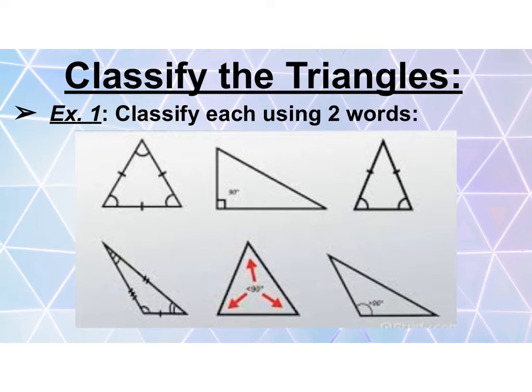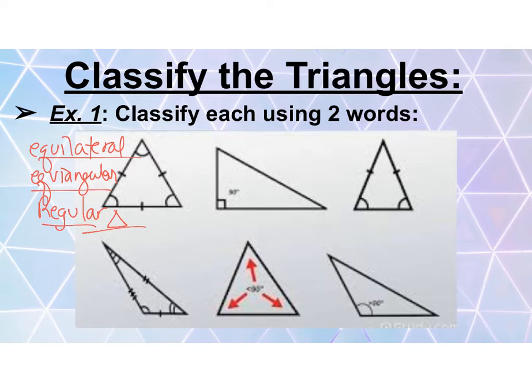We can put that together and we can classify these using 2 words. So in my first one, I have all the sides are the same, so that's going to be equilateral. All the angles are the same, so that's going to be equiangular. And when we put those 2 together, we get an even more specific vocab word. This is a regular triangle. The word regular seems kind of boring, but it's actually important. It means that the figure has all the same sides and all the same angles.